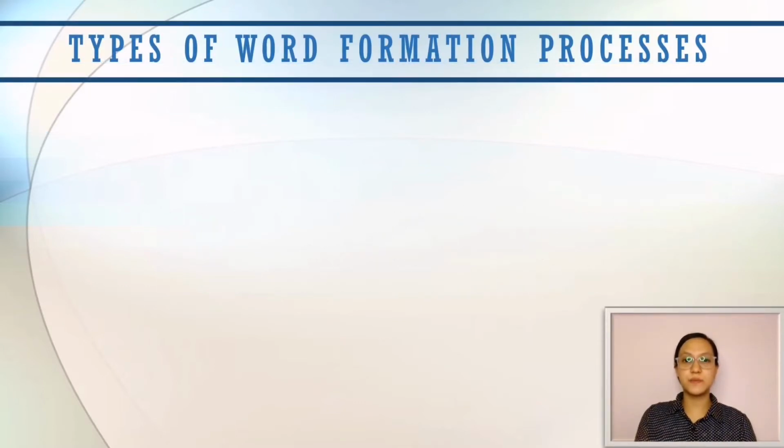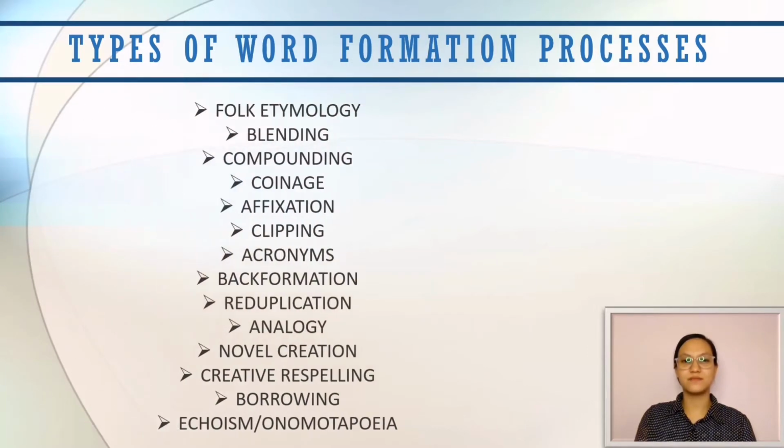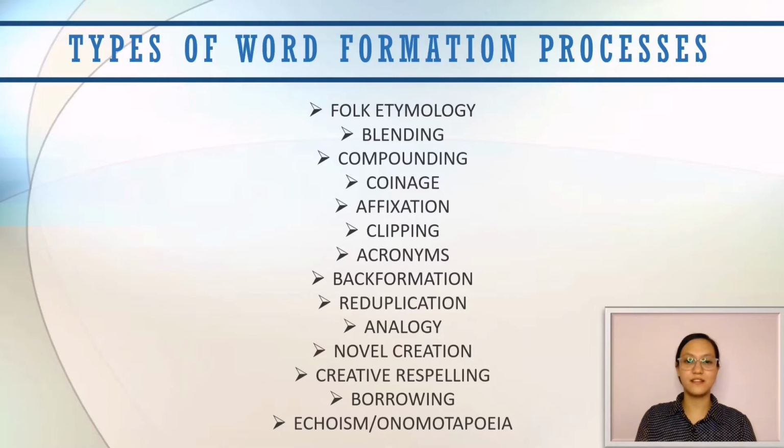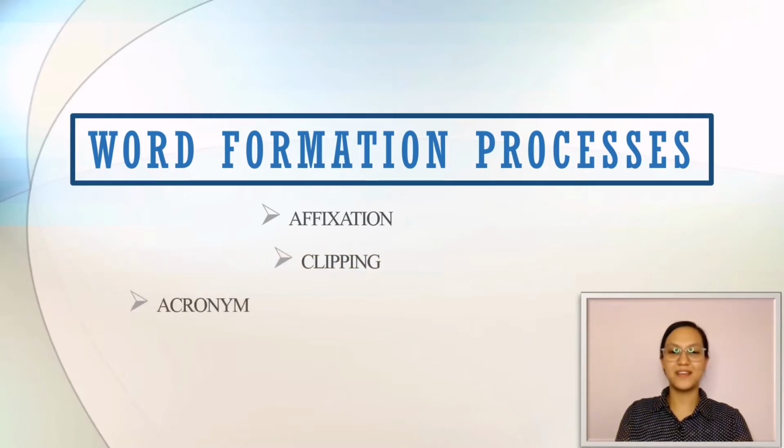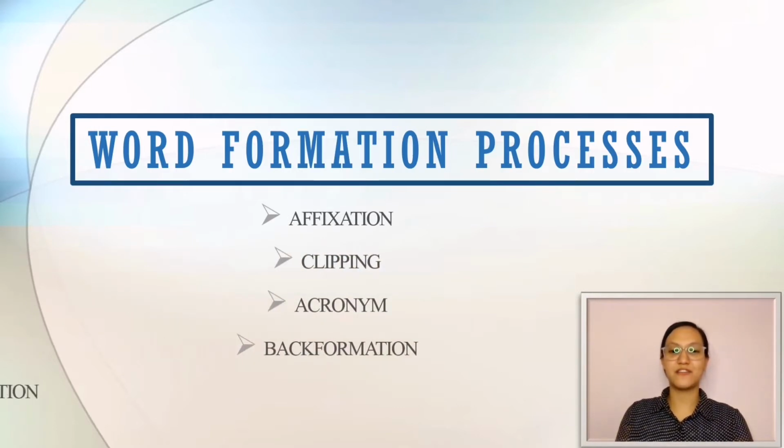There are actually various specific types of word formation processes. They are folk etymology, blending, compounding, coinage, affixation, clipping, acronyms, back formation, reduplication, analogy, novel creation, creative respelling, borrowing, and echoism or onomatopoeia. For today, I will only be talking about affixation, clipping, acronym, back formation, and reduplication.